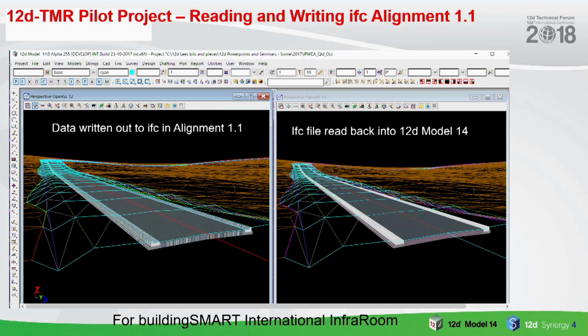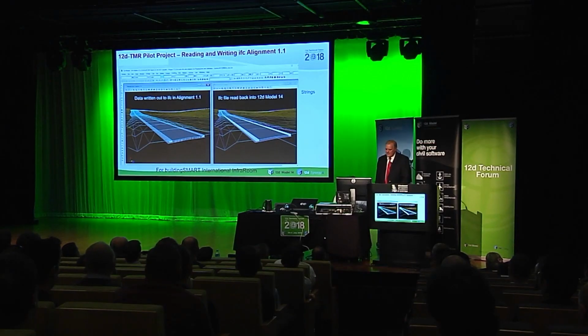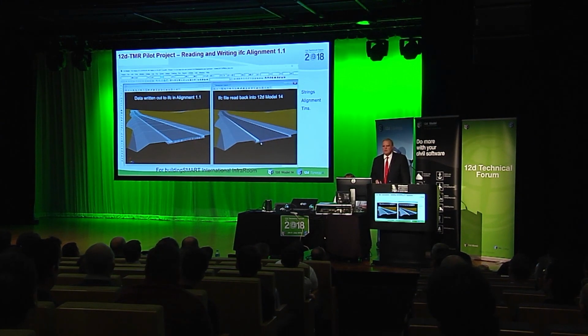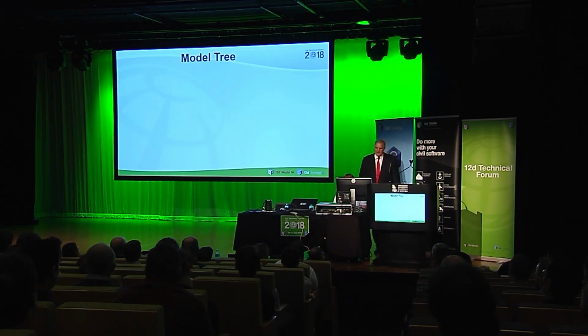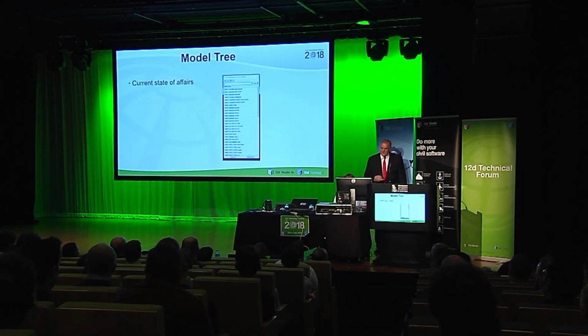And we've already got those inside 12D model, so you can start sending out some real civil information. And I'll talk about that again later. So basically, we are starting to get civil data now in BIM. It's not just vertical architectural data. A thing called model tree. Alan's going to talk about this.